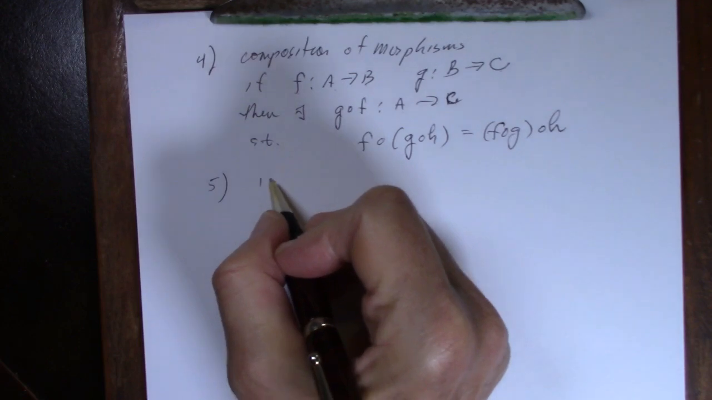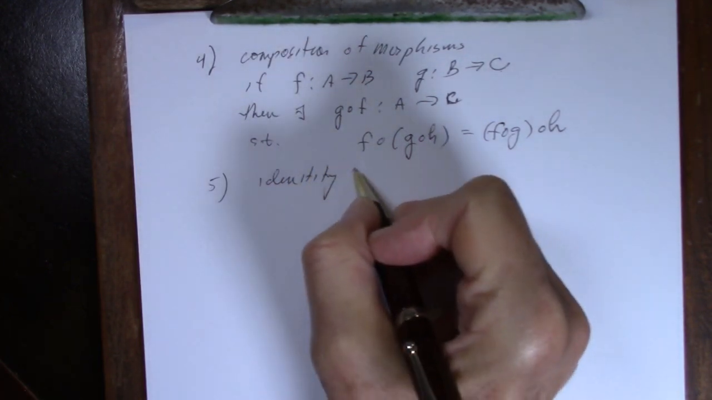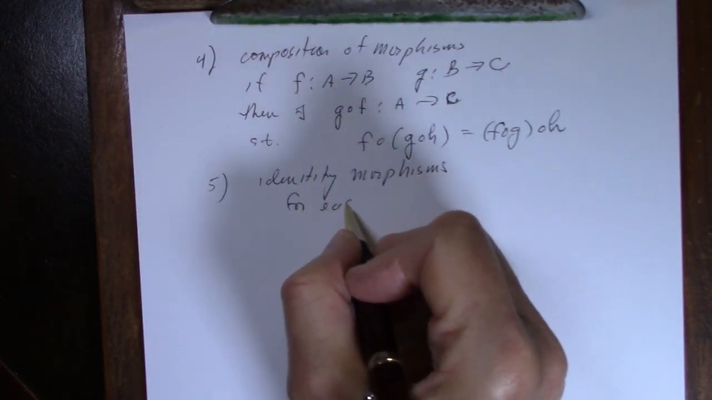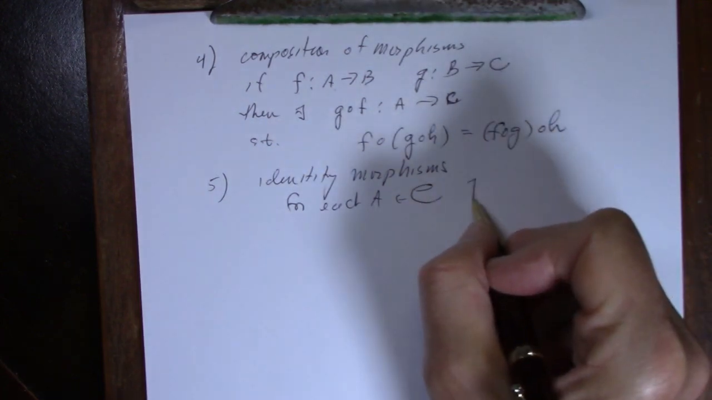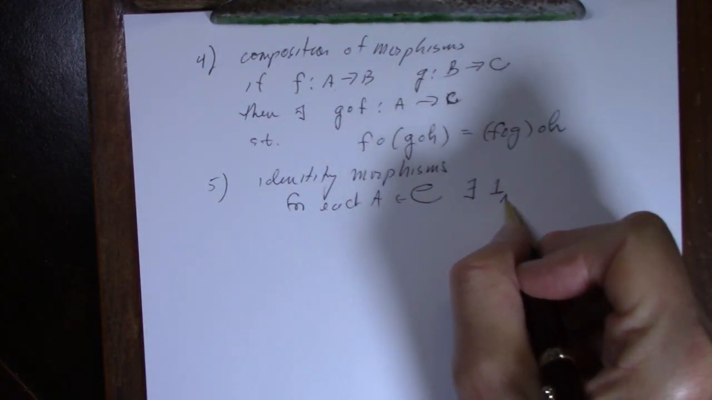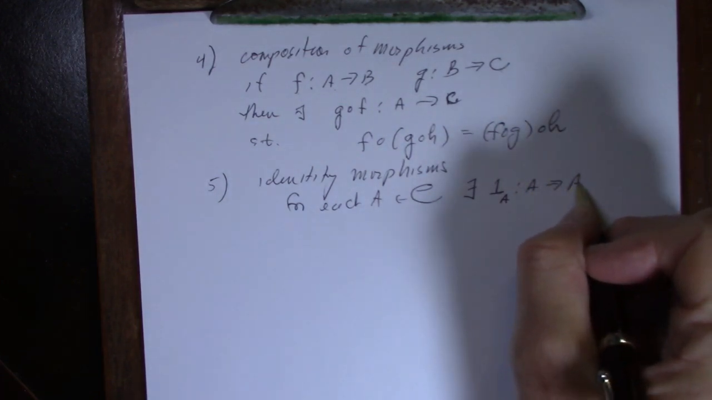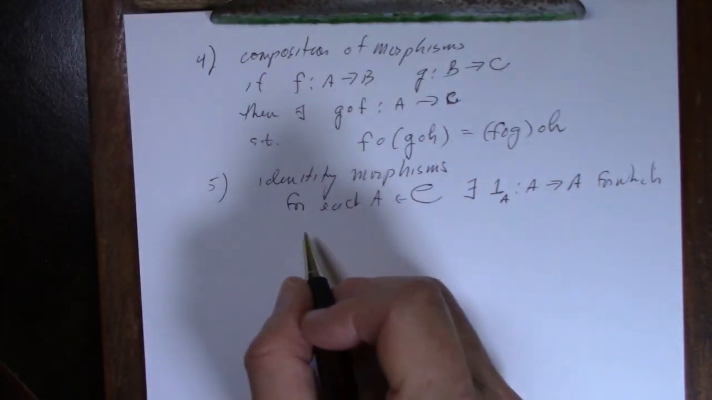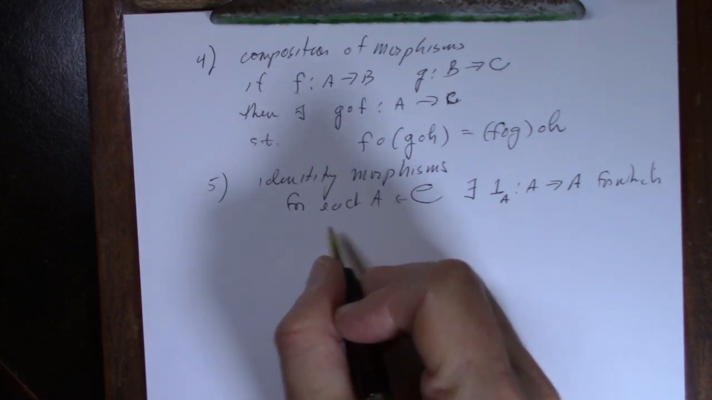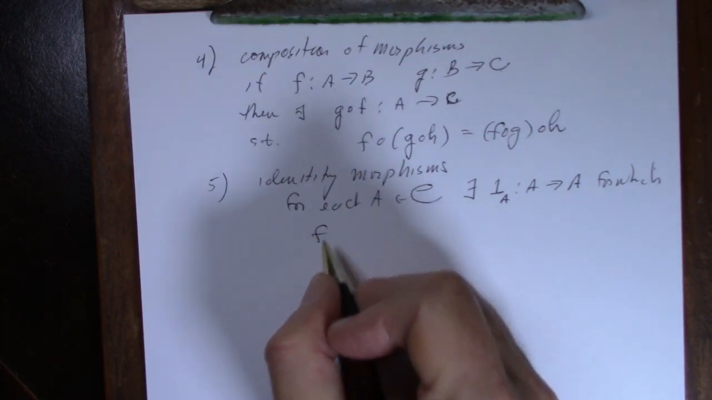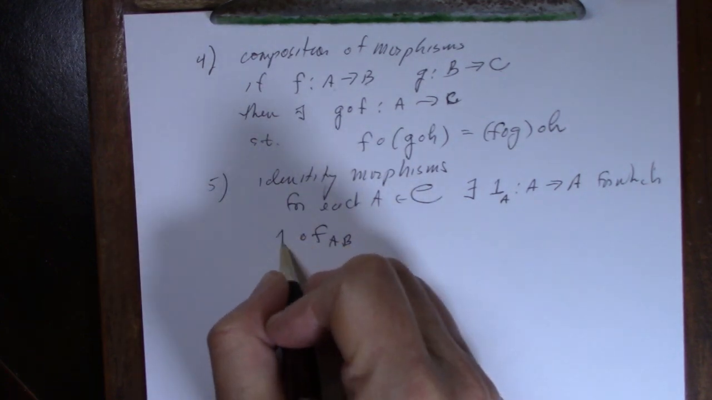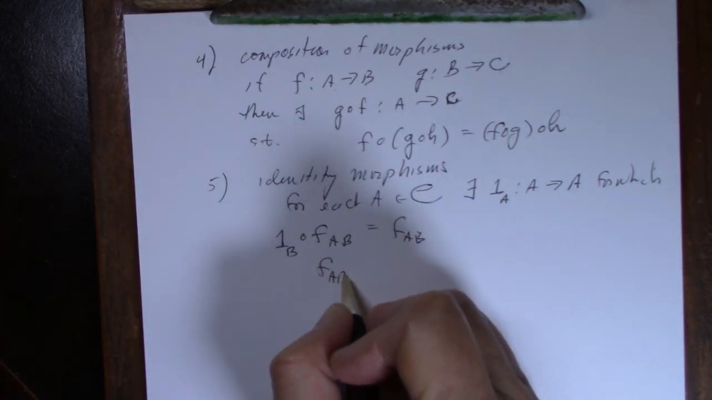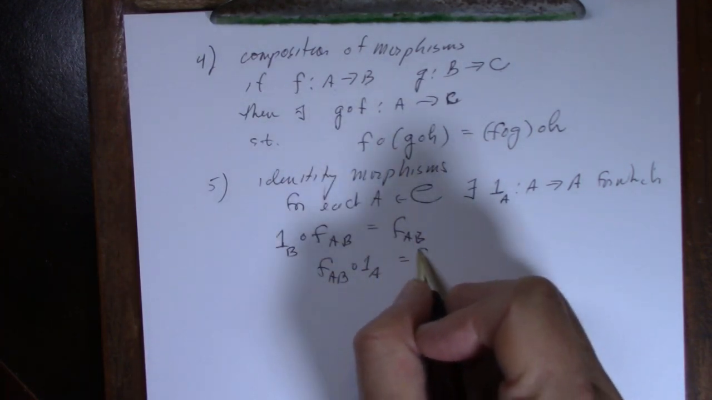Finally, identity morphisms. For each object A in the category, there exists a morphism denoted 1A, mapping A to A, for which F_AB followed by 1B is equal to F_AB, and F_AB preceded by 1A is F_AB.